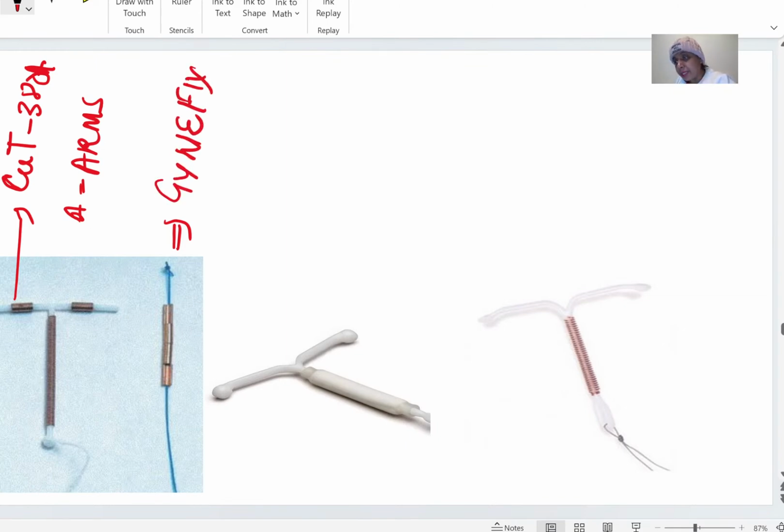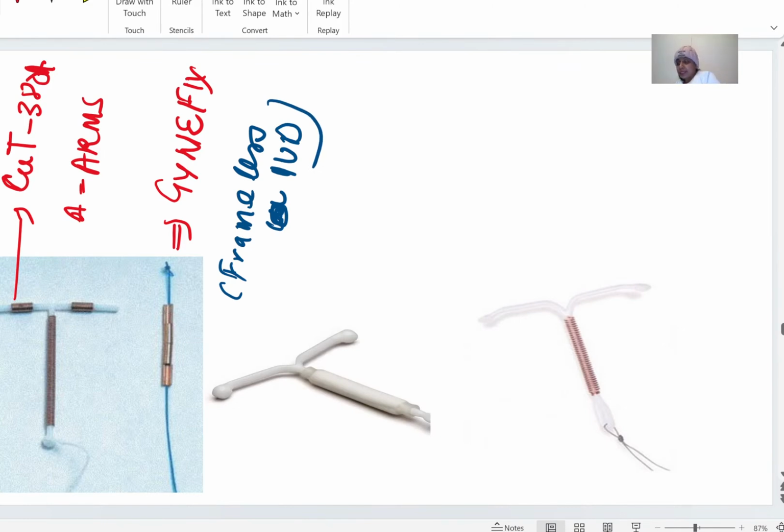What is Gynefix? Gynefix is a frameless intrauterine device. Frameless intrauterine device. This is 4th generation.